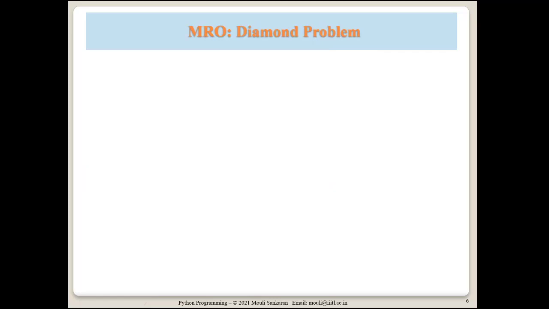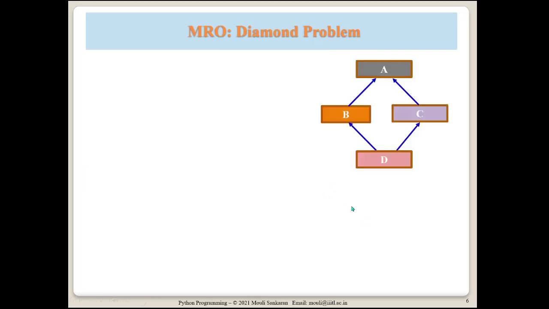Now this diamond problem is very popular in object oriented programming. Suppose you have an inheritance tree like this: B and C are inheriting from the same parent, and now D is inheriting from both. Now there is an issue. Let me say what it is. Suppose you are looking for a method which is not defined in D, then as I told you, it goes up to the parent, it searches in B.